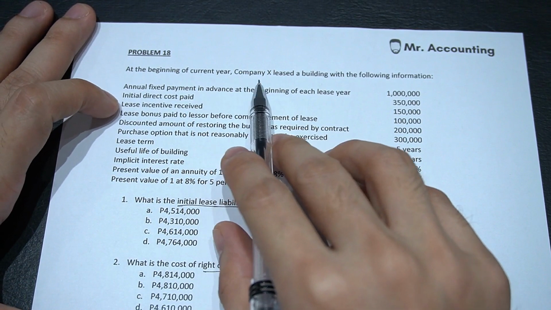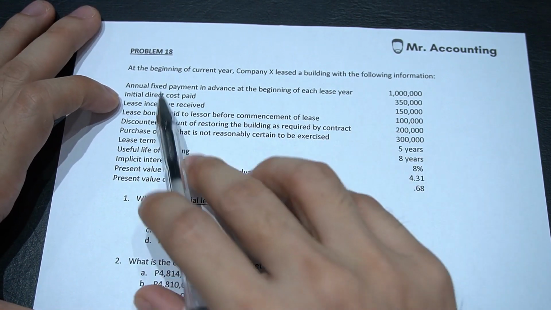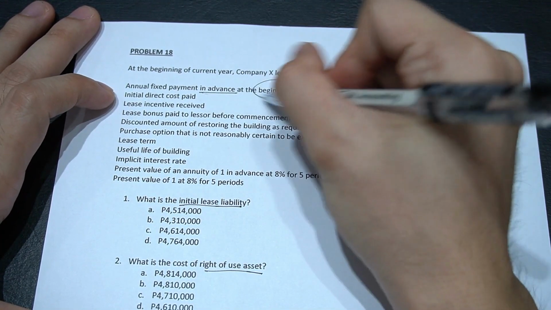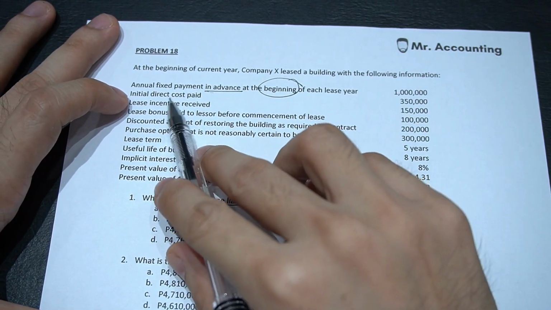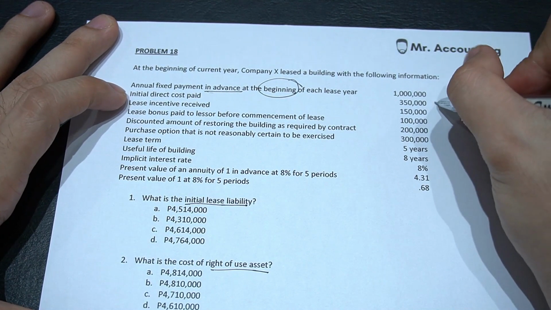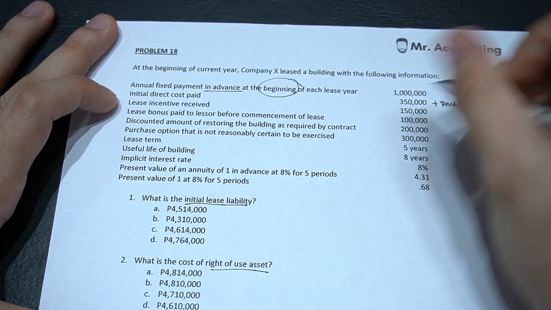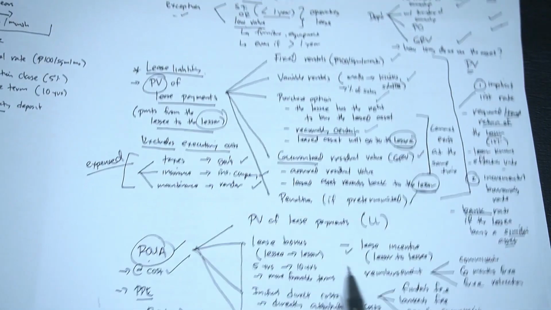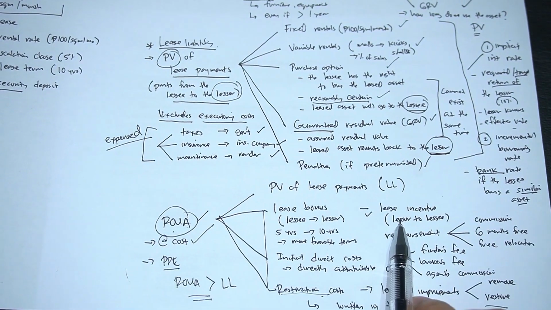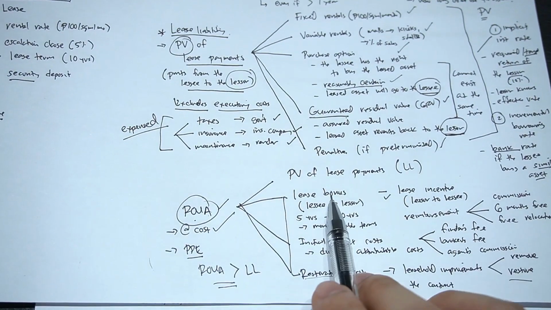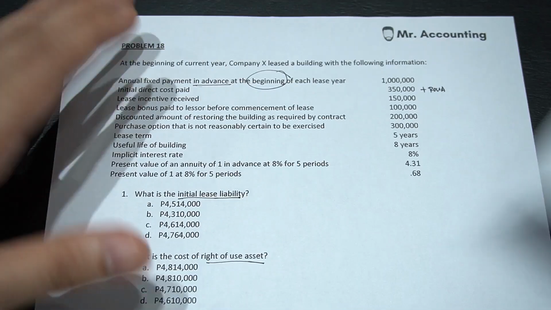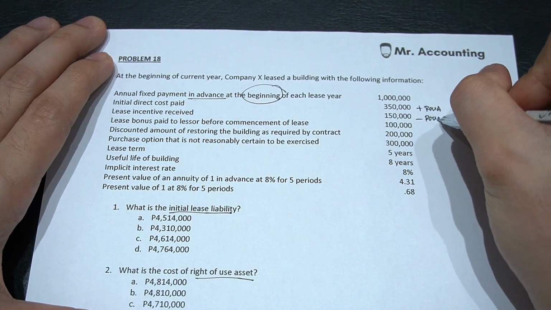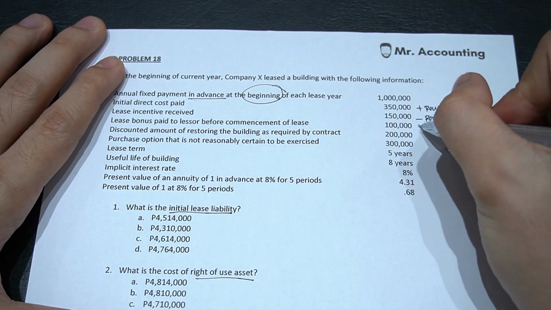At the beginning of the current year, Company X leased a building with the following information. Annual fixed payment in advance, at the beginning of the year, 1 million. Initial direct cost, so initial direct cost is plus in the ROA. Lease incentive received, since you are the one receiving it, right? Lease incentive, from lessor to lessee, is minus in the ROA. Lease bonus is added to the ROA. Okay? So lease incentive minus from the ROA. Lease bonus paid to the lessor is plus in the ROA.